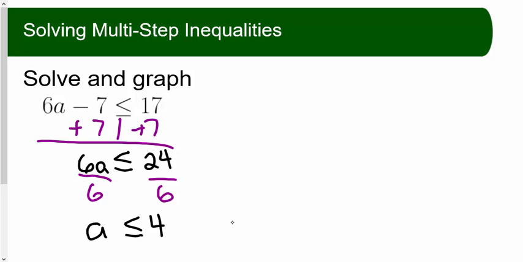Finally, I want to graph my inequality, make my number line. 4 is my boundary. I see that it is less than or equal to 4, so since it's or equal to, I'm going to fill in my circle. And what numbers are less than or equal to 4? All the numbers to the left of 4. So my arrow is going to the left.